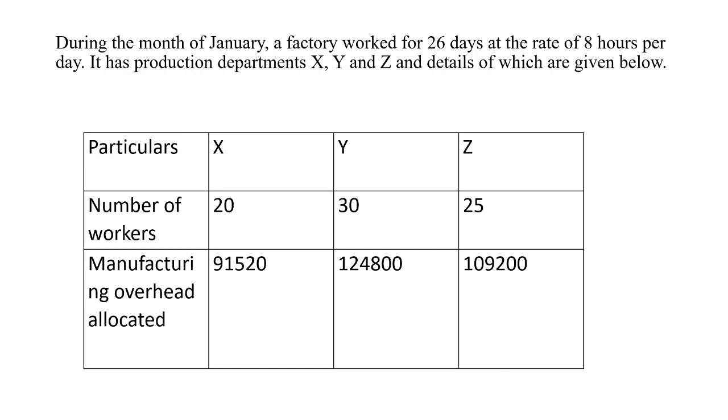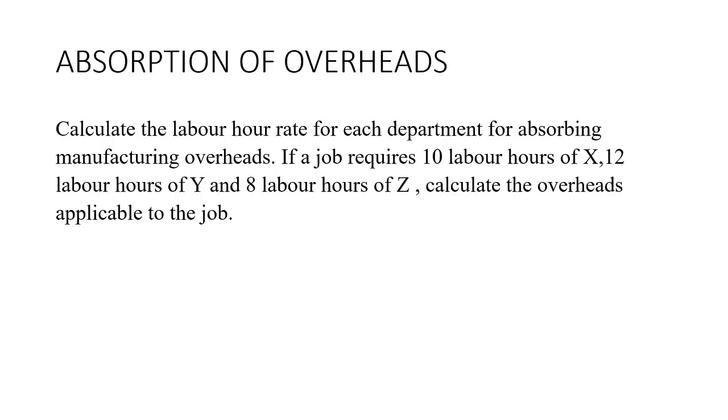So we have the information of the number of workers in each department: X department 20, Y department 30 and Z department 25 workers. The manufacturing overheads for each department are given. For X department 91,520, for Y department 1,24,800, for Z department 1,09,200. Now, the question is, calculate the labor hour rate for each department for absorbing the manufacturing overheads.